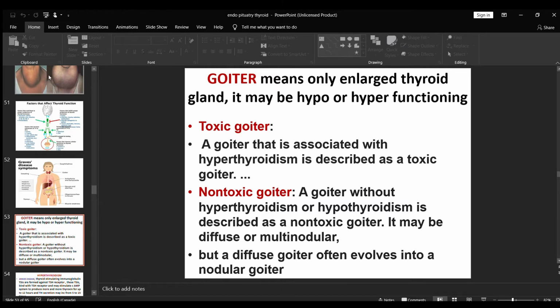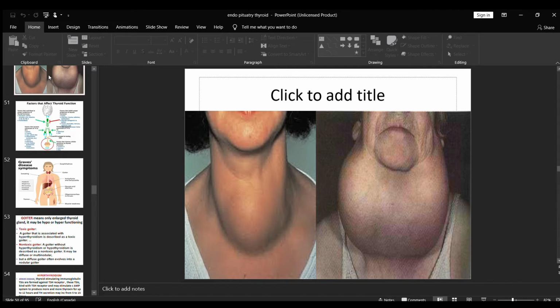Here you can see the shape of a very enlarged thyroid gland, which is known as the goiter. Although this is a very enlarged goiter and it can easily be seen, sometimes there is a very small enlargement in the thyroid gland.